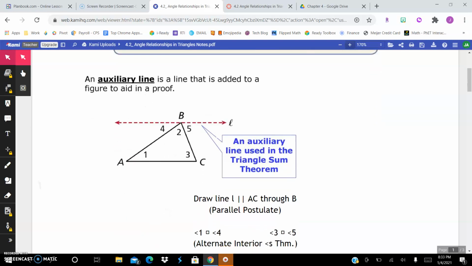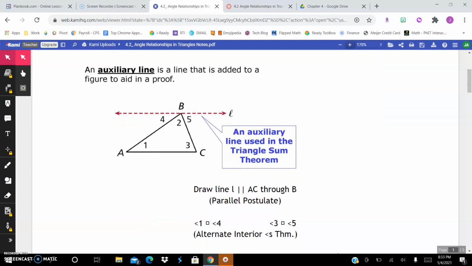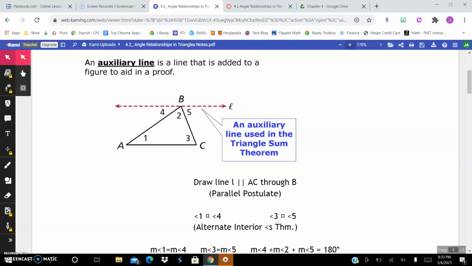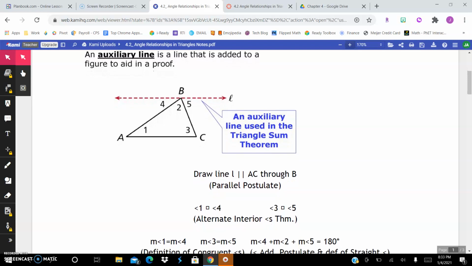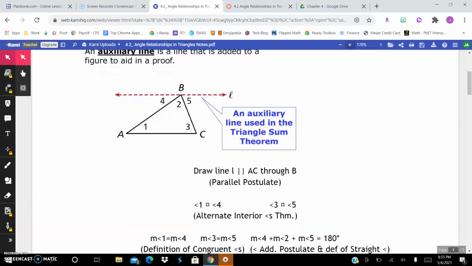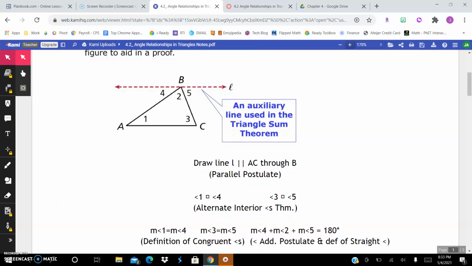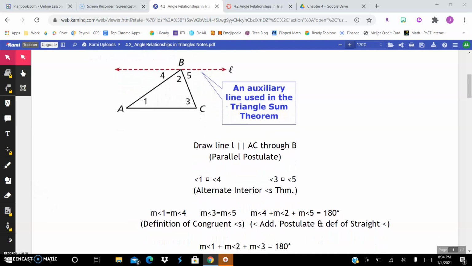And then a new piece of information here is an auxiliary line. This is a line that is added to a figure to aid in a proof. As you can see here, this dotted line L is an auxiliary line that we added to the triangle so that we could walk through this proof. So you drew the line L parallel to AC through the point B. That's the parallel postulate. We made a set of parallel lines there. AC and line L are parallel.